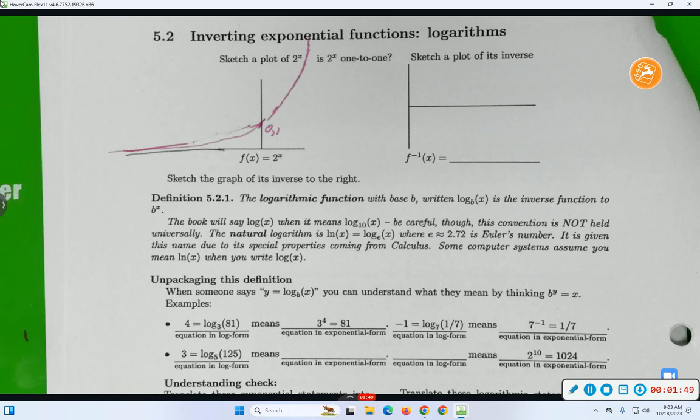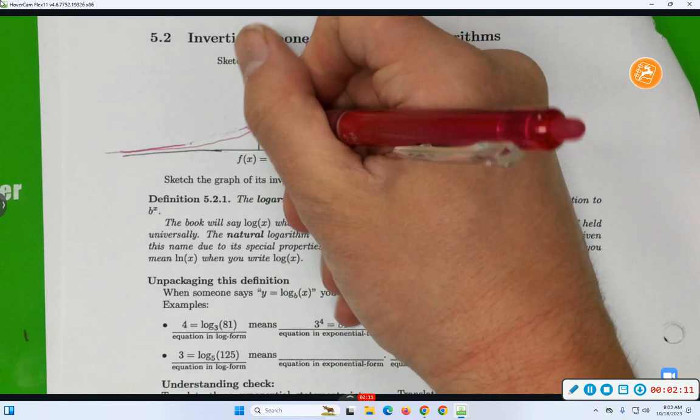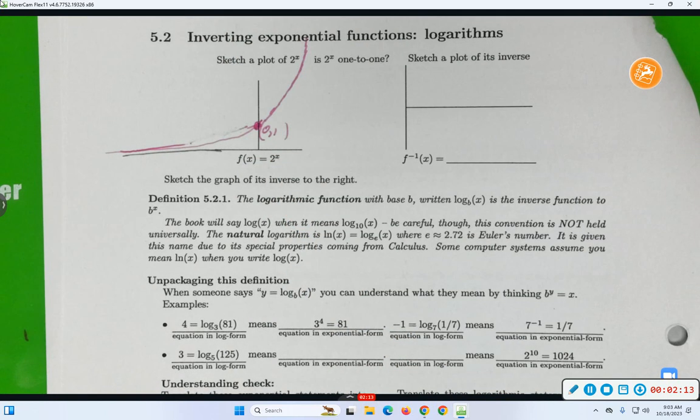Let's talk about the inverse function. How does the graph of an inverse function compare with the original graph? How do you graph inverse functions? Switch the x and y values. Let's do that to this. So I see this point here at 0, 1. Where will it go on the graph of the inverse? 1, 0.